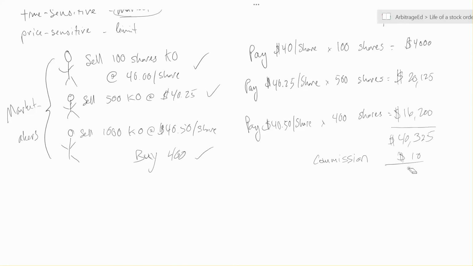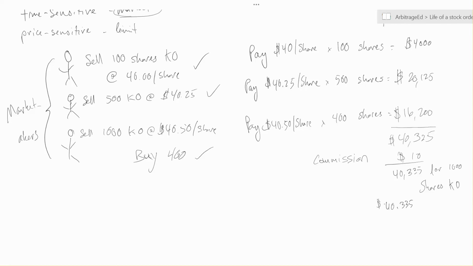Your total outlay was then $40,335 for 1,000 shares of KO, or an average price of $40.335. The market's not going to see this $10 commission, but you spent $40.335 a share. The market's going to see $40.325 a share.